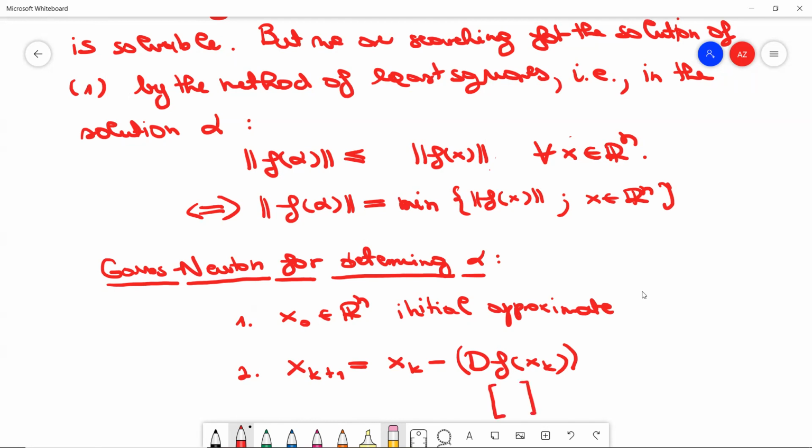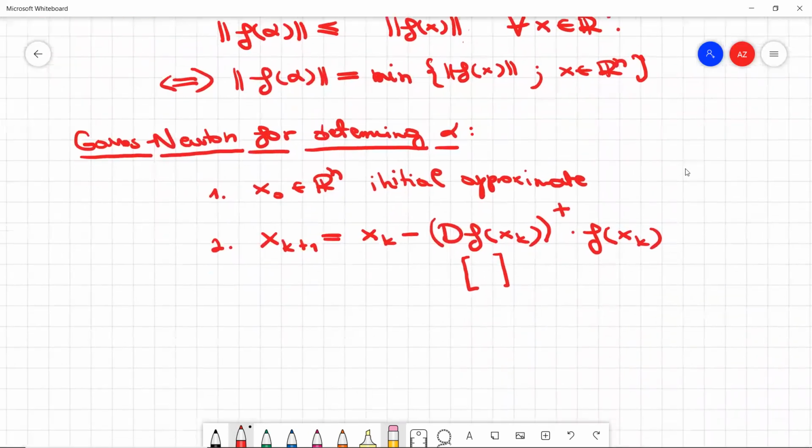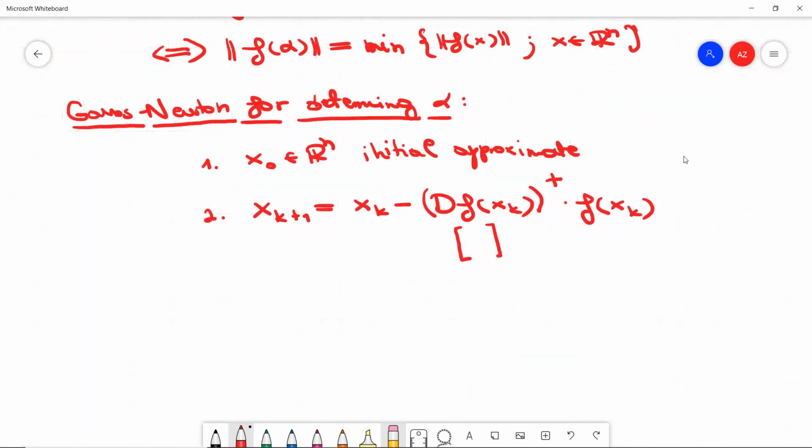But we can take the Moore-Penrose inverse times f on the previous approximate. And why is this good? Let's try to explain why this second step is really good.